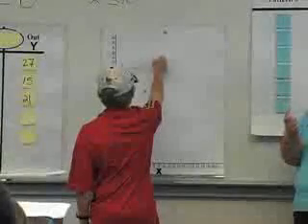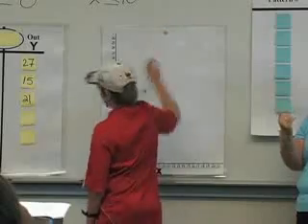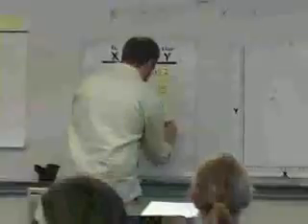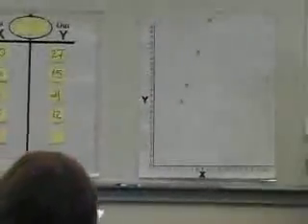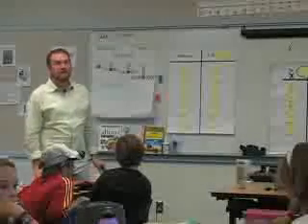Y value. Who thinks they have a y value that will work with my rule? Zach. 13. Wait. 12. Yeah, 12. 12? Okay. 12. Let me see. 5 times 3 is 15. Minus 3. Someone come and plot this point. Very good. Griffin, do you have a question or a comment?